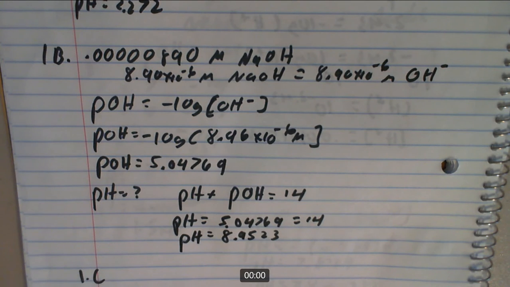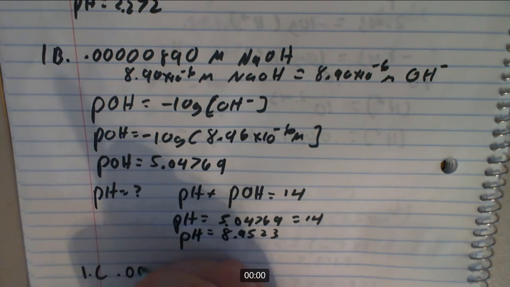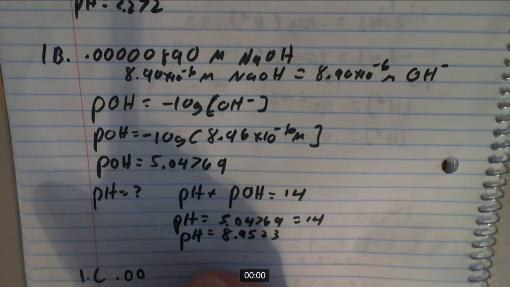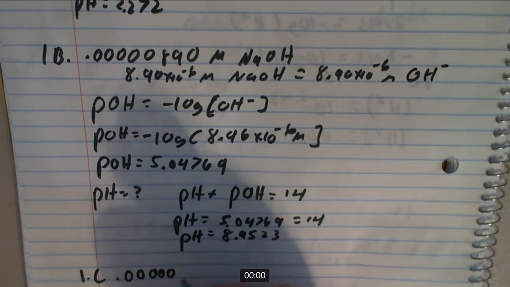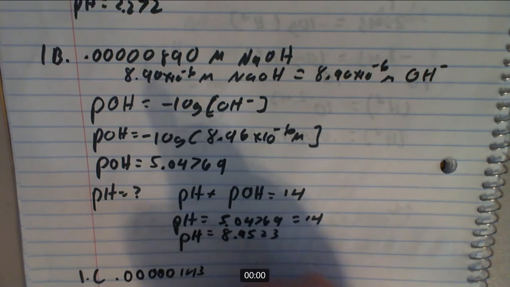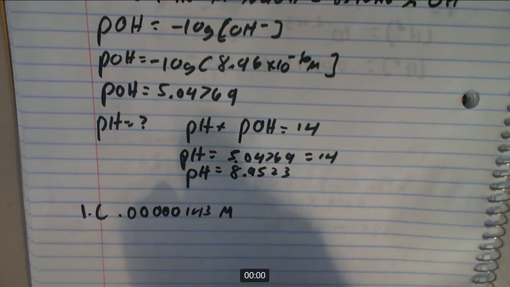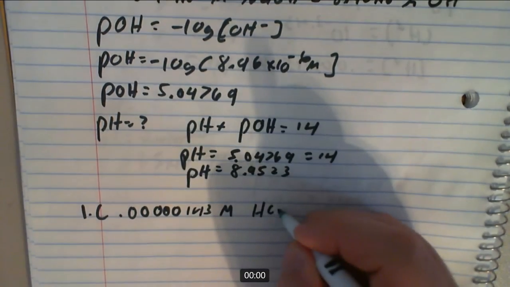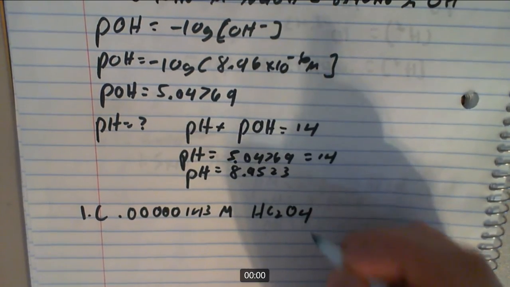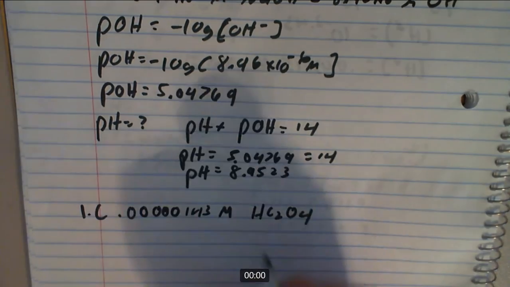0.00, oh my gosh, what's with these people? 0.00000143 molar oxalic acid. Oh, I don't know what oxalic acid is. What are you, Mr. Harmon? Look it up. It's H2C2O4. That's oxalic acid.